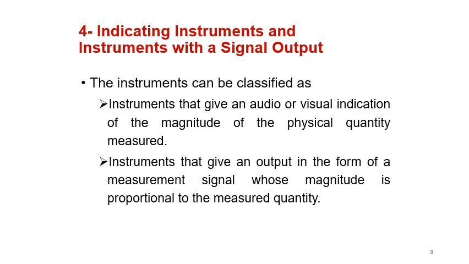Indicating instrument and instrument with signal output. Another kind of classification for instrumentation, where we can put the instrument in the form of an instrument for indication and an instrument to get a signal on the output. The instrument for indication produces an indication signal in the form of audio or visual on the output. Means when the signal is measured, there will be an audio signal or visual signal on the output, like an alarm or light or something like this. But the instrument with signal on the output is similar to what we discussed earlier. It's for the purpose of measurement, meaning we need a signal on the output to be measured.